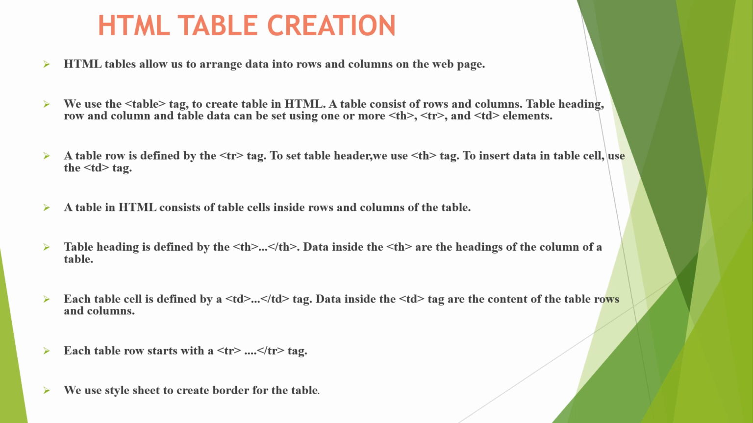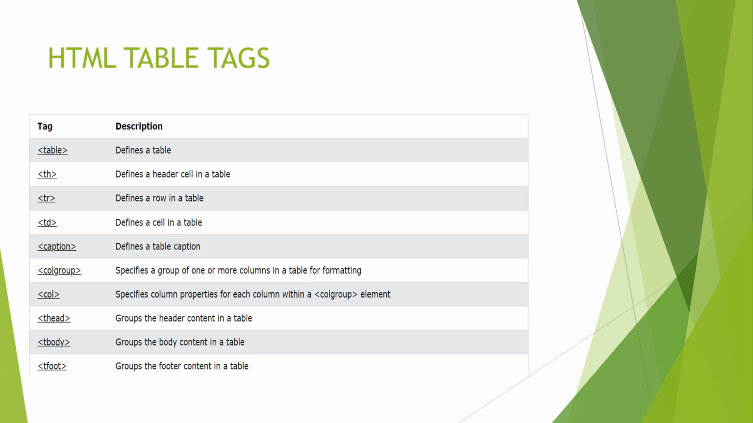Data inside the th are the headings of the columns of a table. Each table cell is defined by a td tag, and the data is inserted between the start tag and the ending td tag. The data inside the td tag are the content of table rows and columns. Each table row starts with the tr tag and ends with the /tr tag. We use a style sheet to create a border for the table. These are the basic HTML table tags.